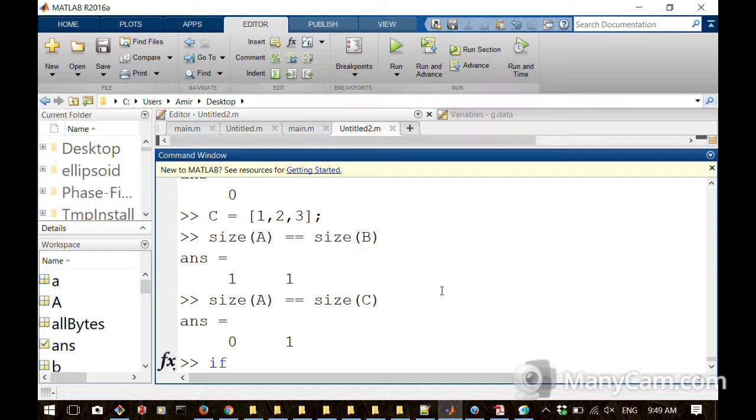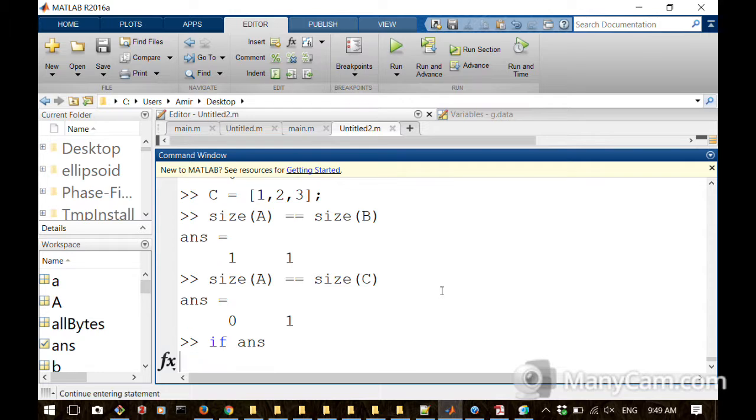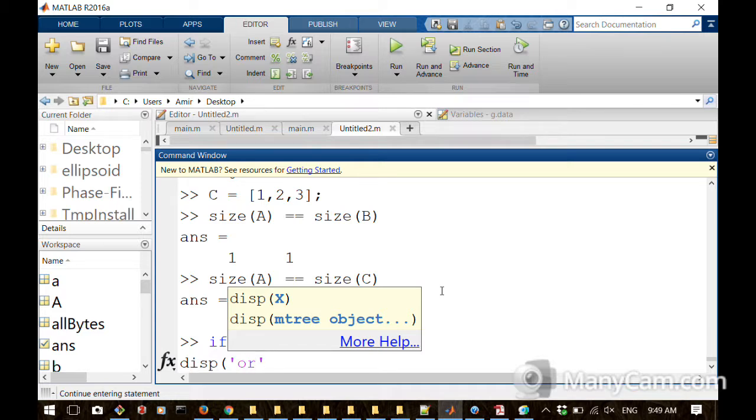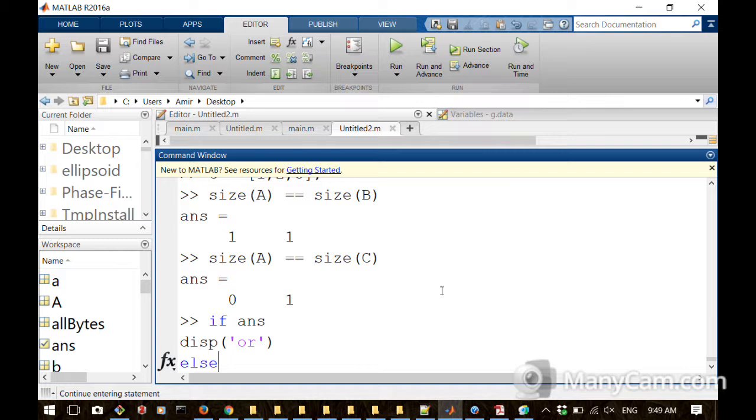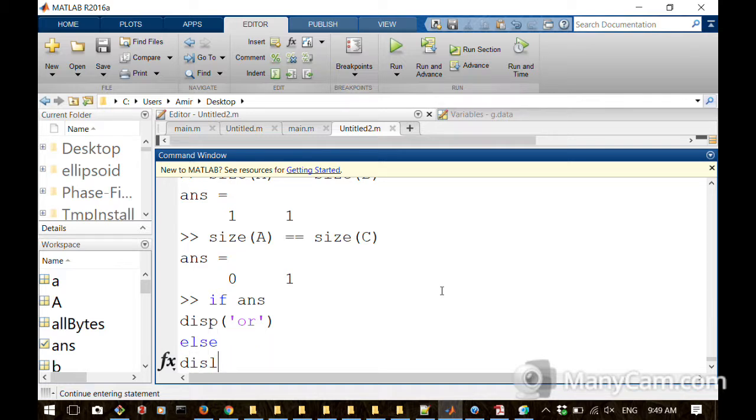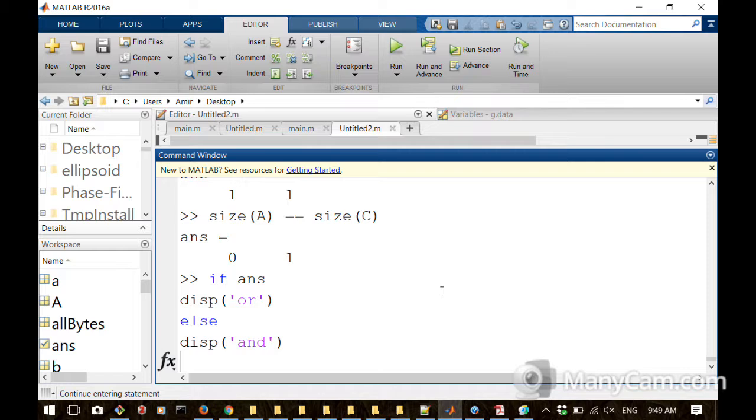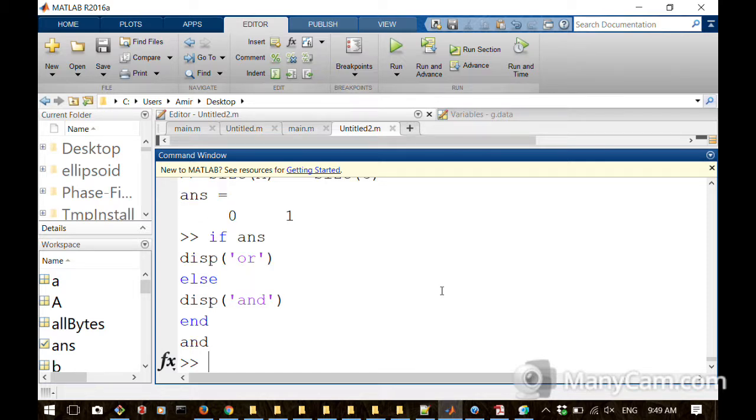So we could say this: if answer, then display or, else display and. You see what I'm doing here? I'll tell you in a second. Okay, it prints and.